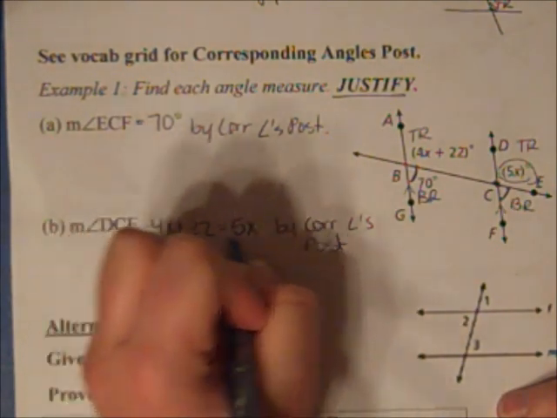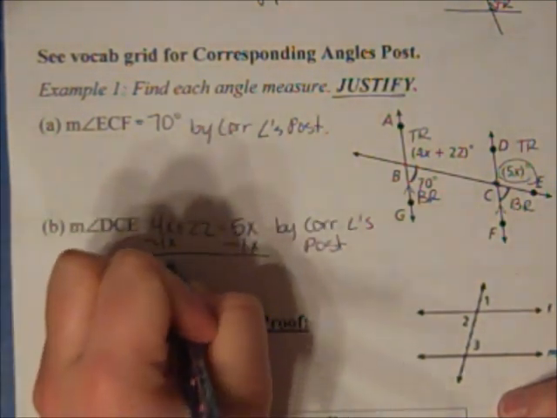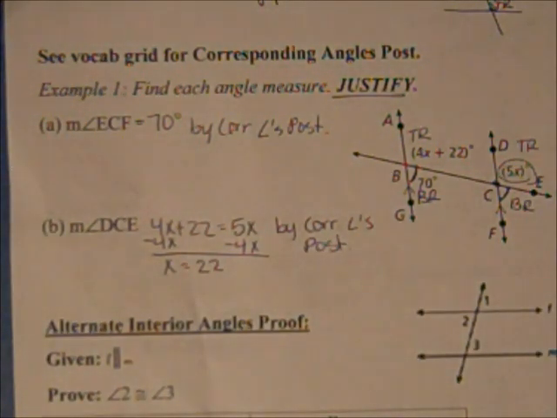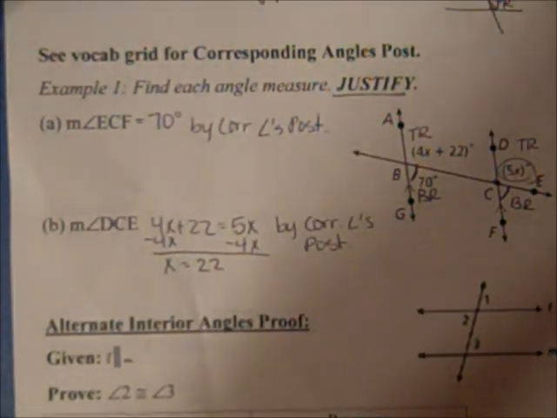So I'm going to subtract 4x. So I'm left with x is equal to 22, but is x equals 22 my final answer? No, because I'm asked to find DCE, so I need to plug that back in.